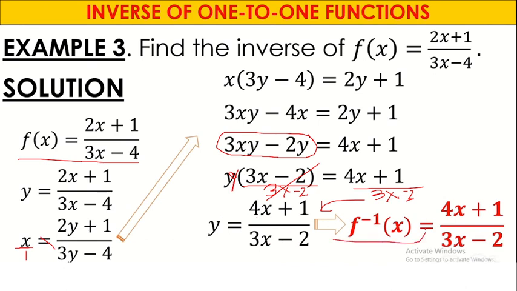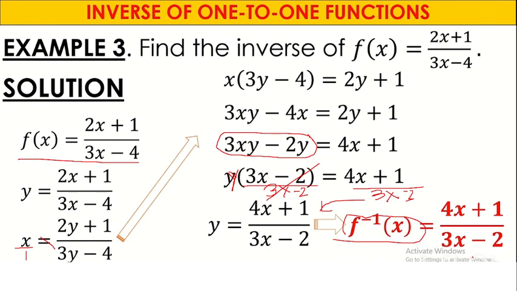So, writing in the inverse function po, okay, the inverse function of f of x equals 4x plus 1 over 3x minus 2. Okay, so that would be the discussion po about on how to solve the inverse function of a one-to-one function po.